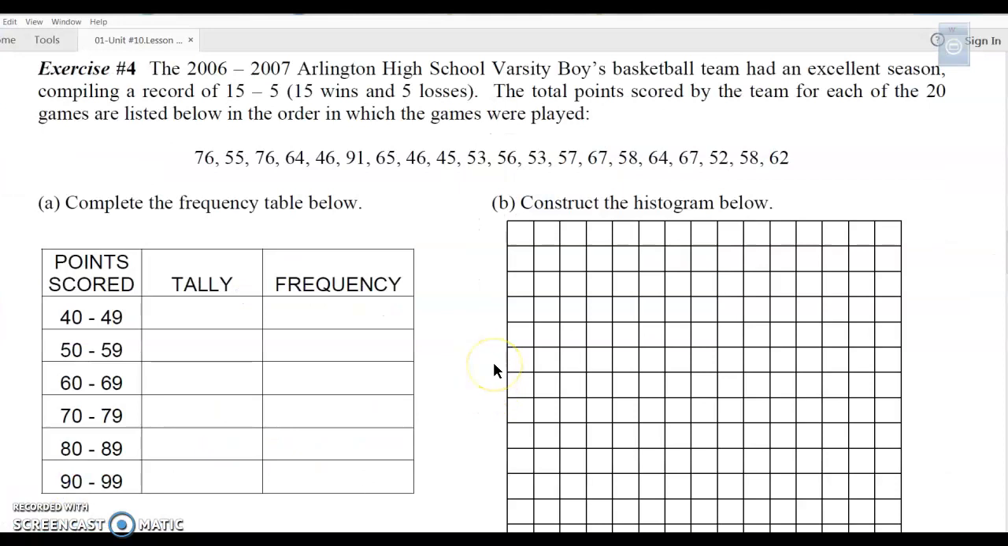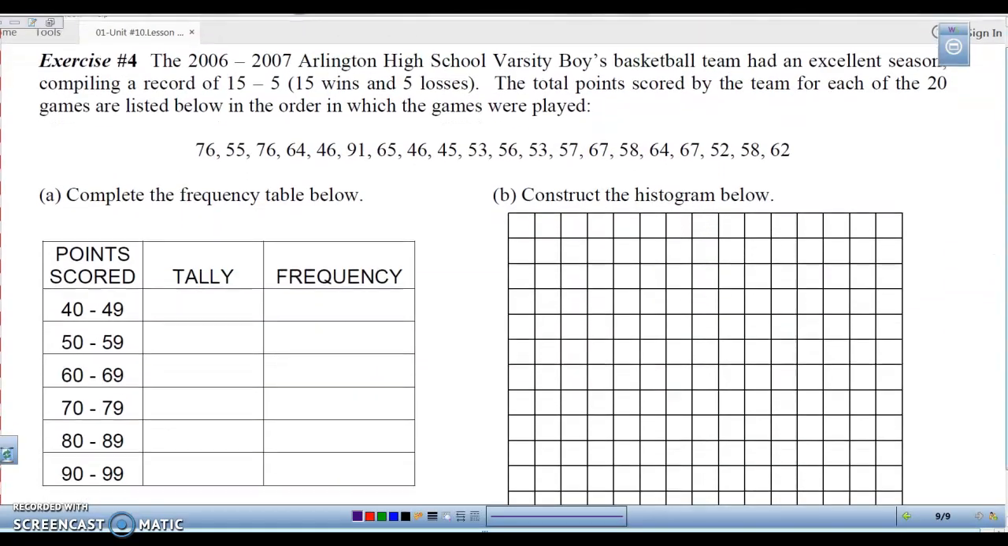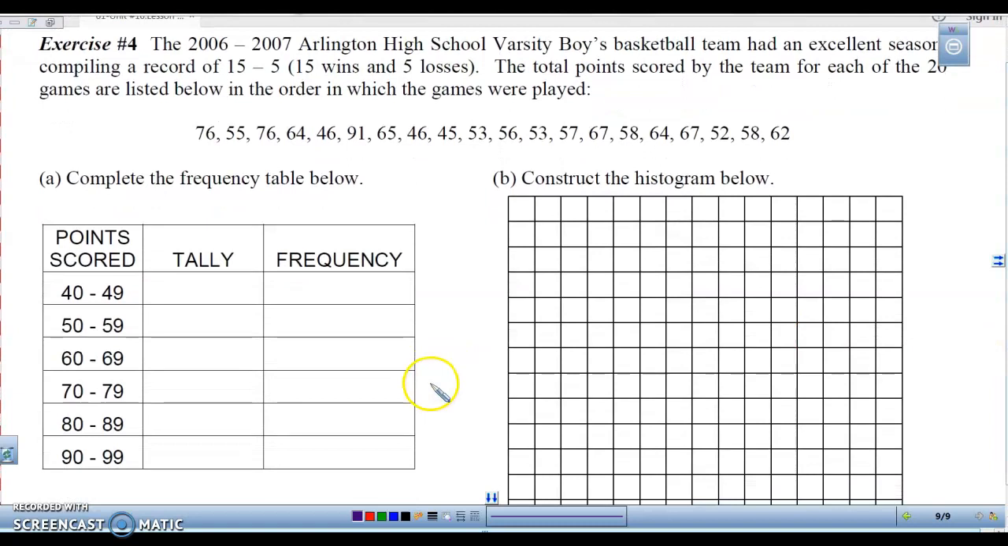All right, now let's construct our own histogram. So there are some parts of a histogram that you need to be aware of when you see this. What we use is called a frequency table that will help us figure out how many things in each range of the data that we have. All right, the 2006-2007 Arlington High School varsity boys basketball team had an excellent season, compiling a record of 15-5, 15 wins and 5 losses. The total points scored by the team for each of the 20 games are listed below in the order in which the games are played.